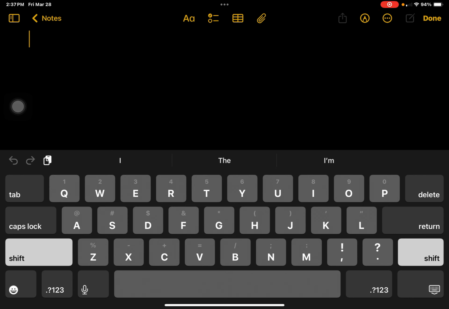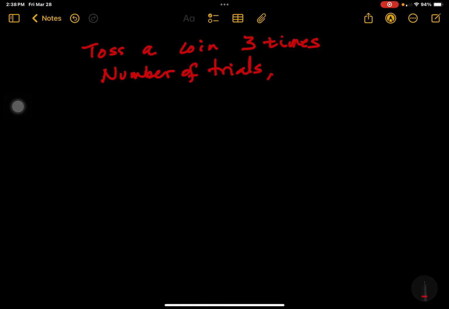So we are going to think of tossing a coin 3 times. So my number of trials, since we are tossing a coin 3 times, in this case n is equal to 3. Okay, this is an unfair coin.